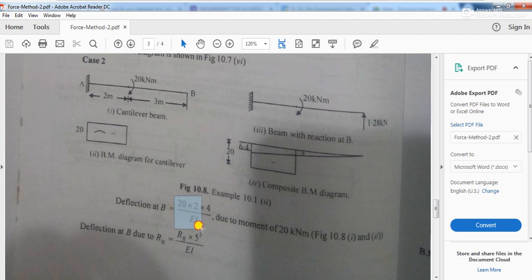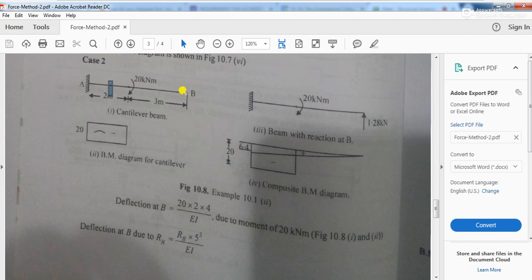So this much portion is the area of the M by EI diagram. Now what you'll have to do? You'll have to take moment about point B. So what will be the centroid of this area? The centroid of this area will be at a distance 1 meter. It will be the middle point of this. So it will be at a distance 1 meter from here, right? So somewhere here there will be a centroid, right? So 1 meter from here, and where you will have to take the moment? You will have to take the moment about point B.